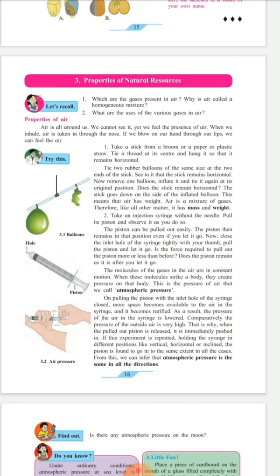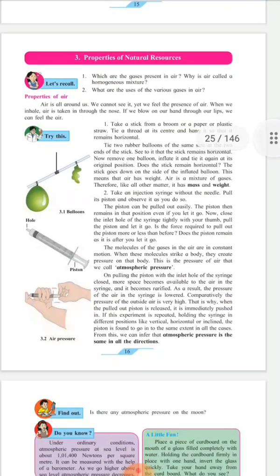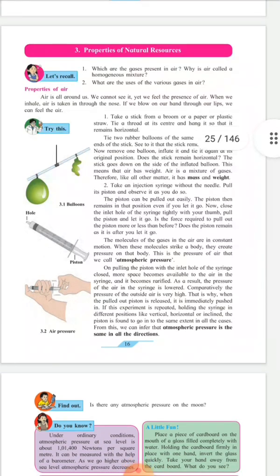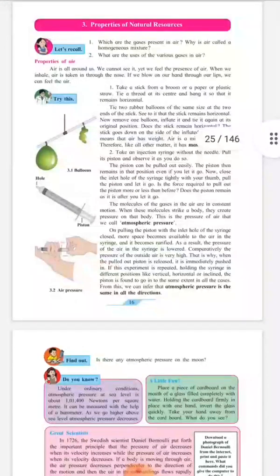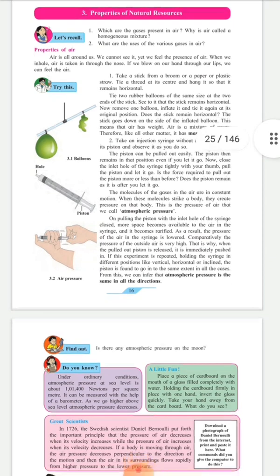Now close the inlet hole of the syringe tightly with your thumb. Pull the piston and let it go. Is the force required to pull out the piston more or less than before? Does the piston remain as it is after you let it go? The molecules of the gases in the air are in constant motion. When these molecules strike a body, they create pressure on that body. This is the pressure of air that we call atmospheric pressure.